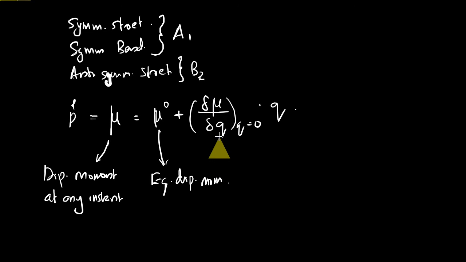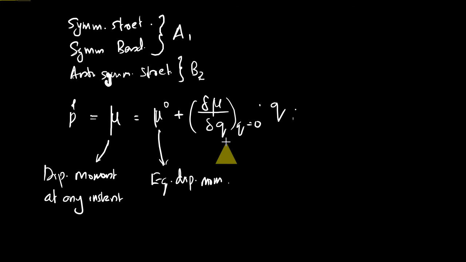Here q actually represents the general coordinate. Q can be x if the vibration is only in the x direction. If the vibration is in the y direction, q can be y, and so on. Or if the vibration is in three-dimensional space, q can be x, y, z. Q can have x, y, and z components.